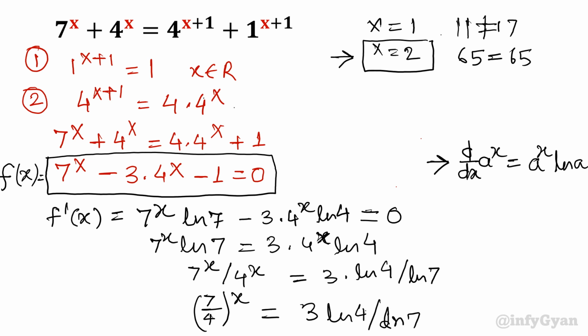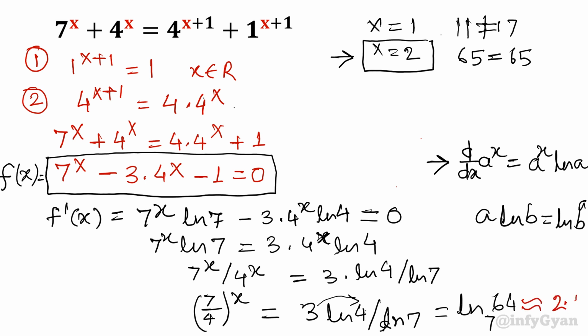Now we know one property of log: a ln v can be written as ln v^a. So this 3 will go to the exponent of 4. So it will be ln 4 cubed, that means 64, and this denominator ln 7 we will write as the base. If you find the value of log base 7 of 64, that value is approximately 2.1.